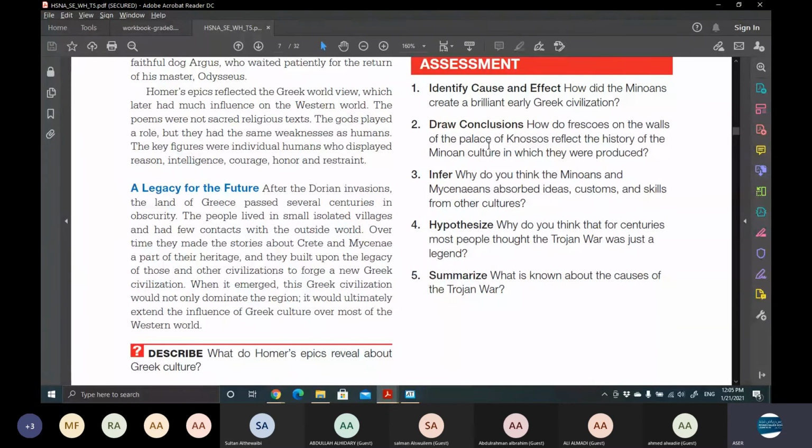Nice, Abraham. If we come to draw some conclusion, how do the frescoes on the walls of the Palace of Knossos reflect the history of the Minoan culture which produced them? Remember the paintings on the wall of the Palace of Knossos, which we said. Yes, that it reflected their history.